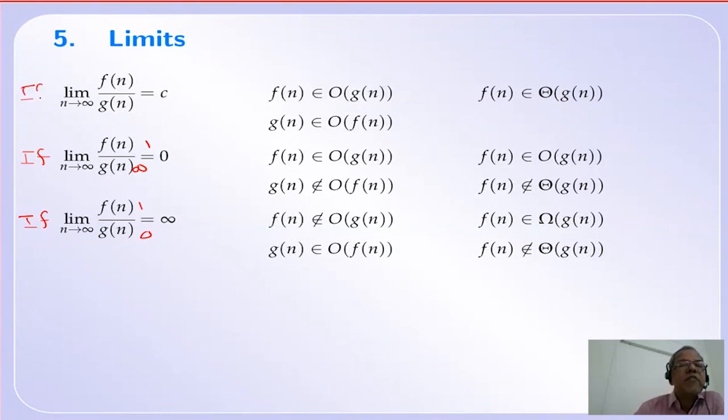Interesting, the most interesting case is if the limit of f of n over g of n as n tends to infinity is equal to a constant. This may be a fraction also, a constant in the real numbers, let's say positive. Then f of n and g of n are asymptotically equal. f of n grows as fast as g of n. That is, f of n is big O of g of n and g of n is big O of f of n. That is only another way of saying f of n is equal to big theta of g of n. That's all. Mostly our discussion is over.